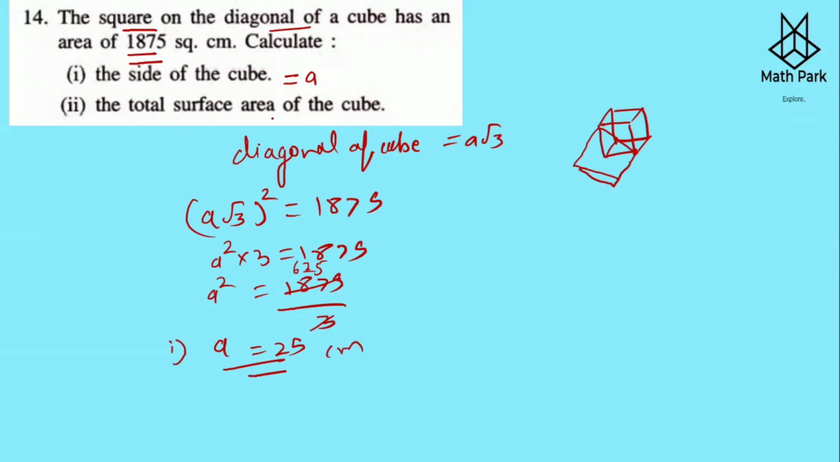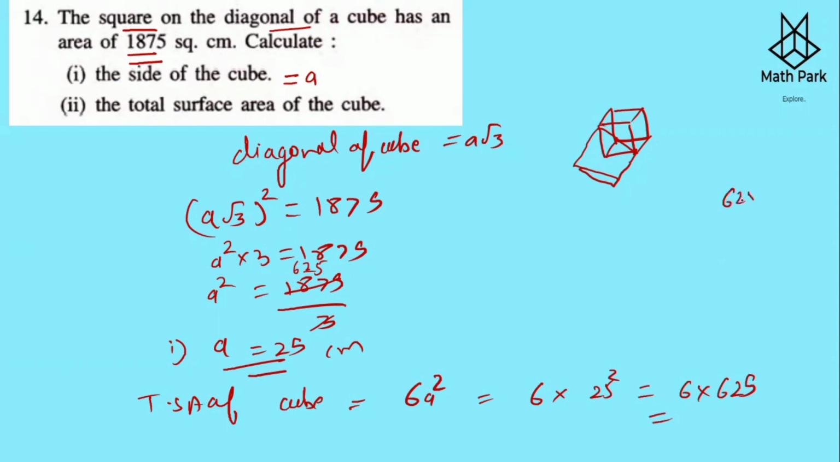Now you are asked to find the total surface area of a cube. So the TSA of cube is equal to 6a square. There are 6 congruent faces. So it is 6 times 25 square. So 25 square is 625. So 6 into 625, which is 625 multiplied by 6. 6 fives are 30. 6 twos are 12 plus 3 is 15. Carry 1. 6 sixes are 36 plus 1 is 37. So we get 3750 centimeter square is the total surface area of the cube.